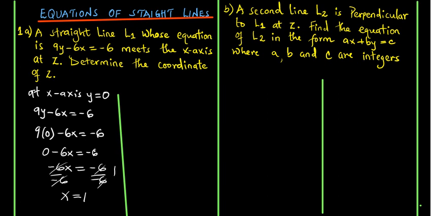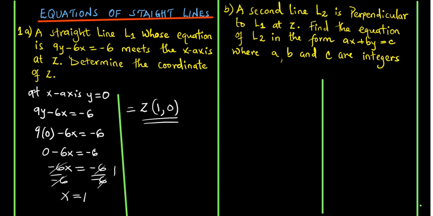Now we write the coordinate of Z as 1 and 0. We start with the x coordinate followed by the y coordinate to get our answer. We got the second part of the question. A second line L2 is perpendicular to line 1 at Z. Find the equation of L2 in the form ax plus by equals c, where a, b, and c are integers.